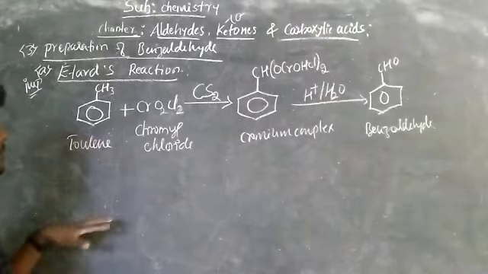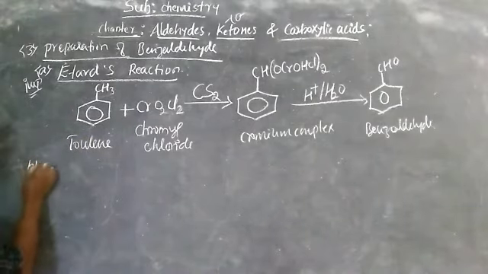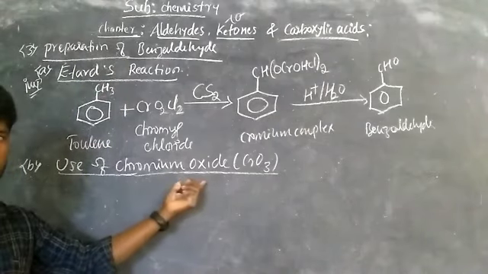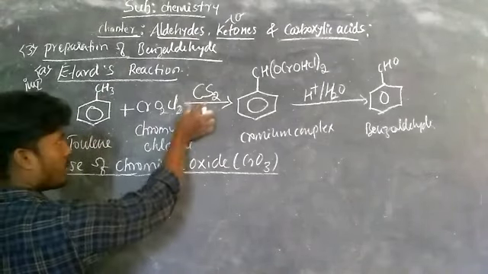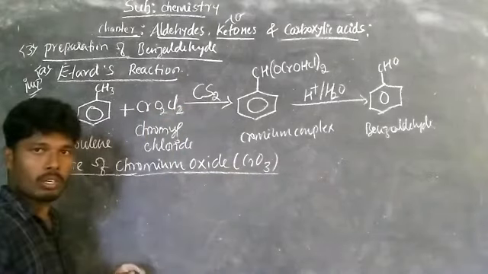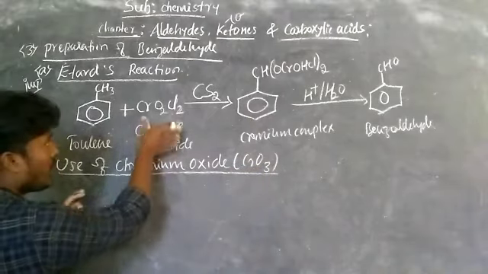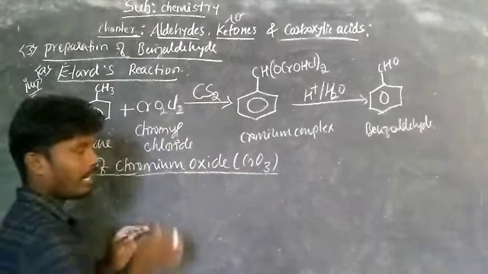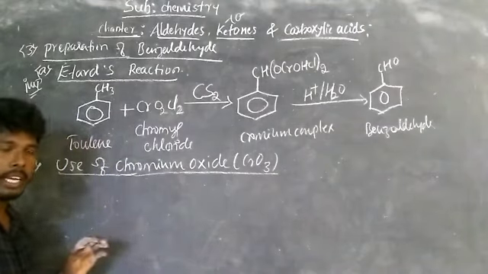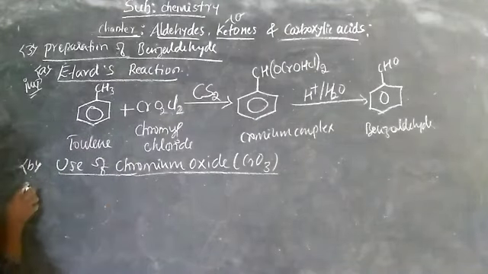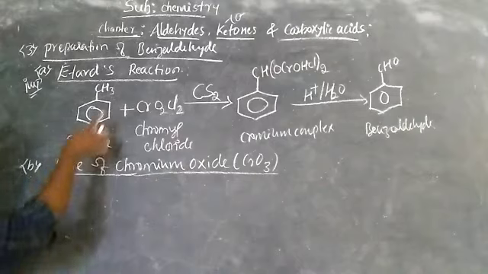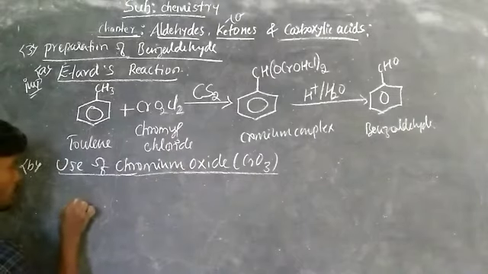Okay, then the second method under this, B, from toluene, the second method to prepare benzaldehyde is use of chromium oxide. Chromium oxide means in place of chromyl chloride we are using chromium oxide. Chromium oxide is an oxidizing agent here, just as chromyl chloride is the oxidizing agent and carbon disulfide is a solvent. Okay, now in the second chemical reaction to prepare benzaldehyde, we are using toluene only.